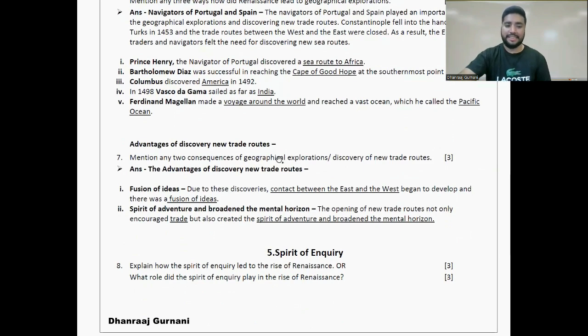New trade routes advantages can come as a separate answer. Advantages of discovery of these new trade routes. Number one, fusion of ideas. Due to these discoveries, contact between the East and the West began to develop, and there was a fusion of ideas. Spirit of adventure and broadened mental horizon. The opening of new trade routes not only encouraged trade, but also the spirit of adventure and broadened the mental horizon.